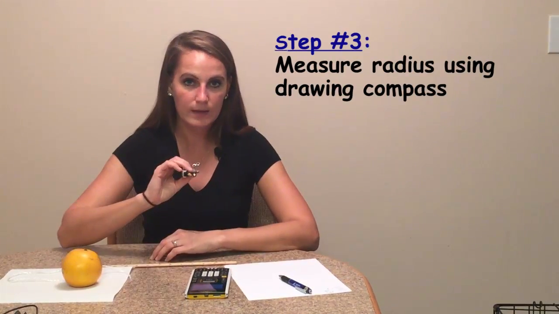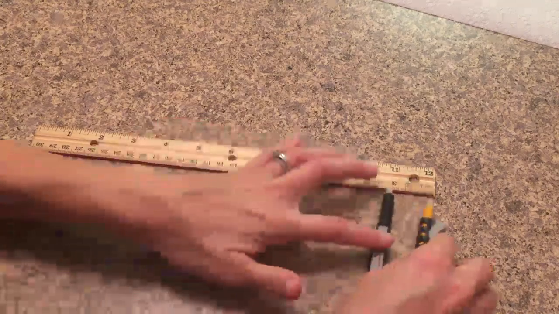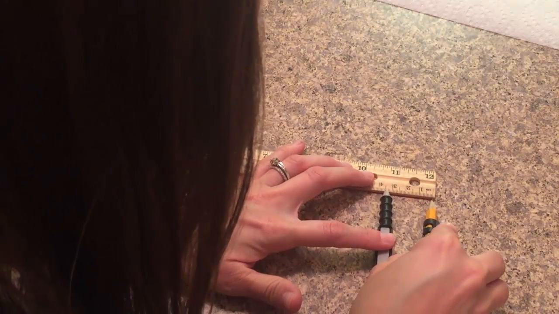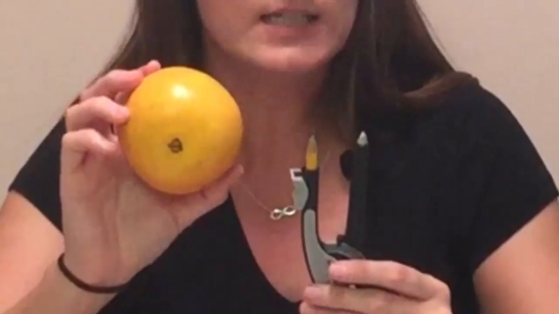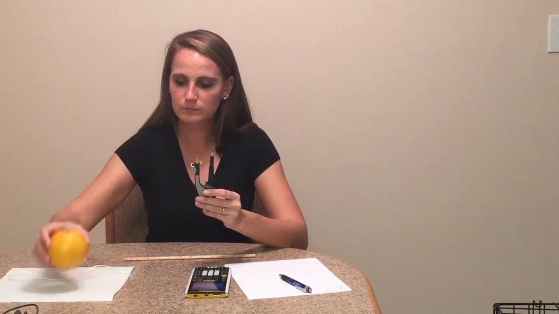Now that we have our radius, we're going to take our drawing compass and measure from pencil to pointer the 4.4 centimeters. Now that distance is going to represent the radius for our orange. And looking at our orange and our distance, it does look really close to about halfway through our orange.